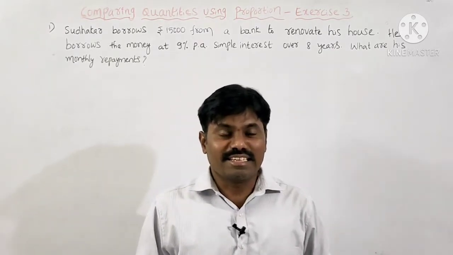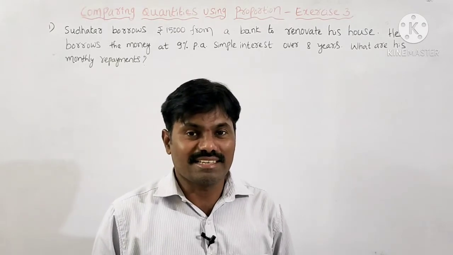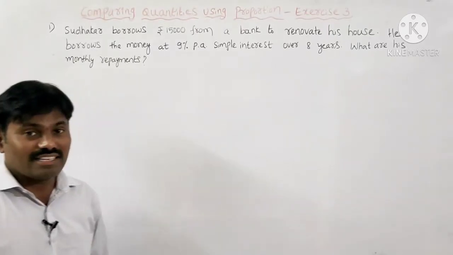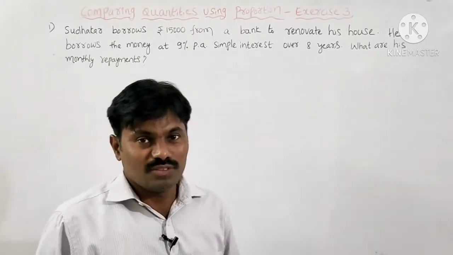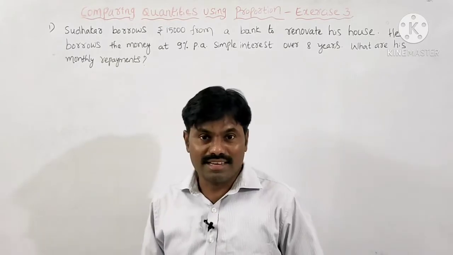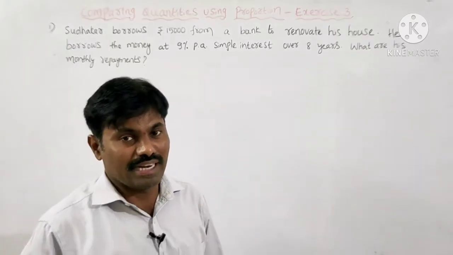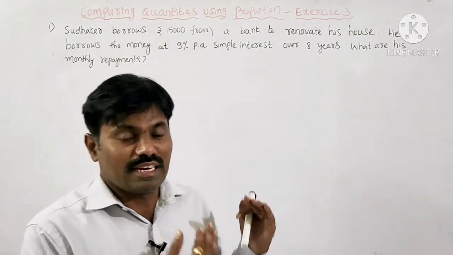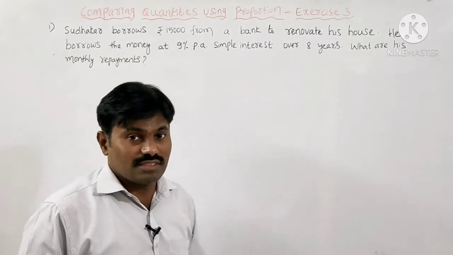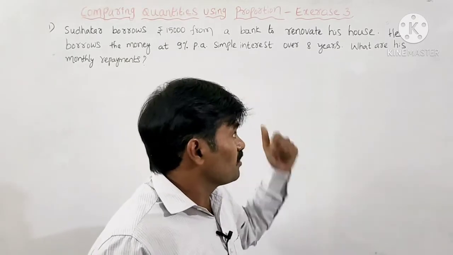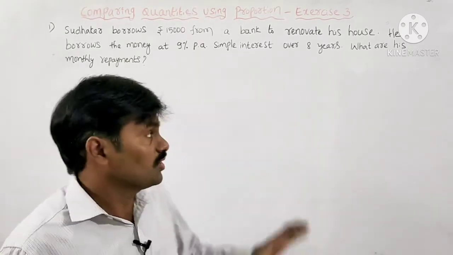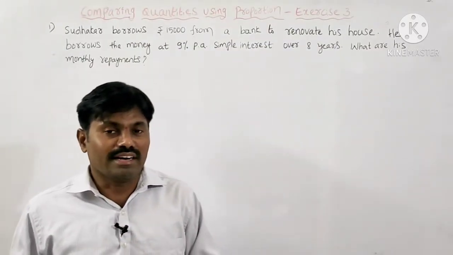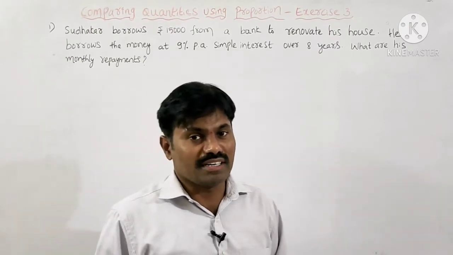Hey guys, in this video lecture we are going to discuss solutions of exercise 3 in comparing quantities using proportion. As we know, it is an important topic in class 8. It is very useful in the arithmetic part, finding percentages, discounts and all these. In real life situations also we use these types of concepts, is it? This exercise 3 is completely related to finding simple interest and compound interest.